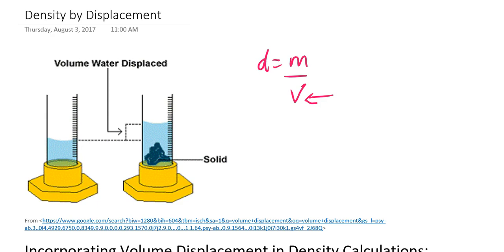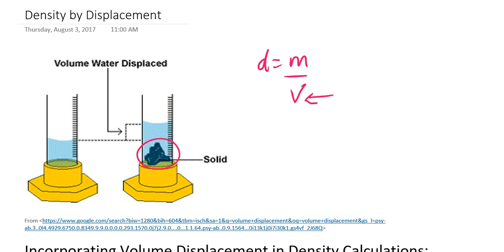But suppose, like in this case here in the picture, I'm trying to measure the volume of this rock, and as we all know, rocks aren't always perfectly geometric in their shape. This rock has a very irregular shape. Well, what I can do to fix that for myself is to measure the volume of the rock by displacement.